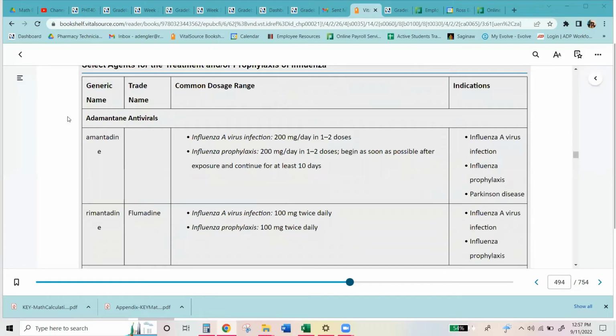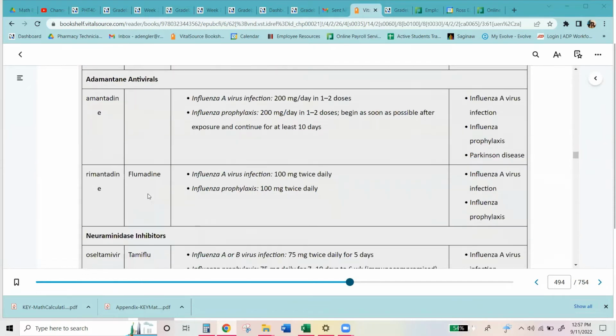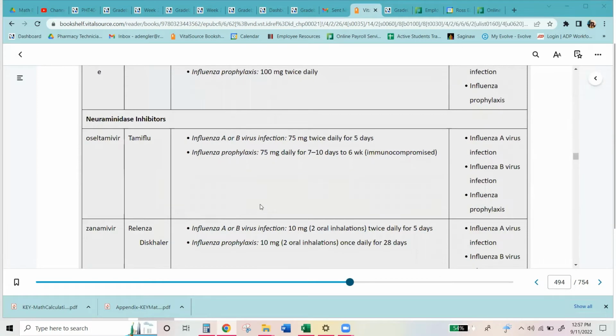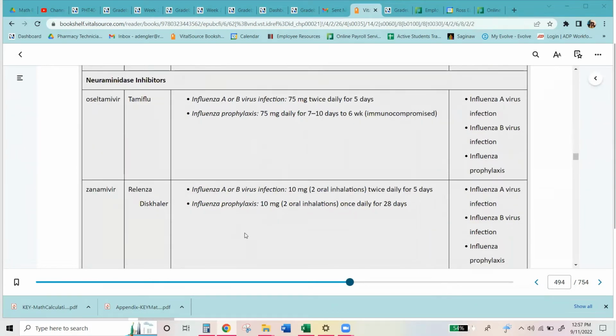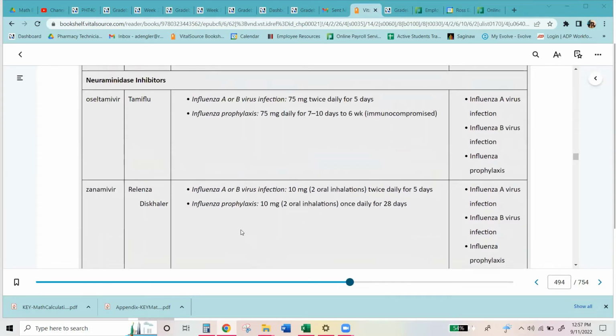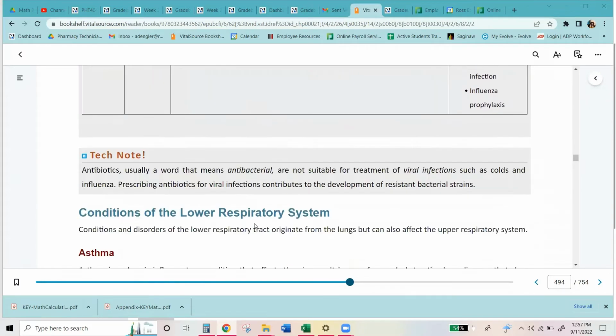So we have amantadine, which is used for the influenza A virus, but it can be used for influenza prophylaxis. And same with Flumadine. Tamiflu can work on A or B influenza and can be a prophylaxis for someone who's immunocompromised. And the Relenza Diskhaler is available for influenza A or B infections and for influenza prophylaxis.